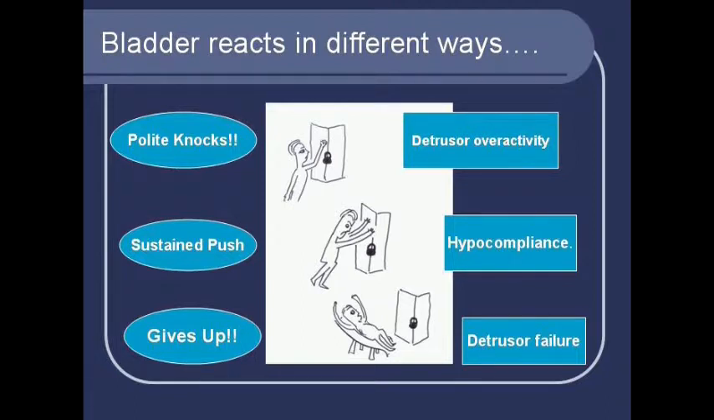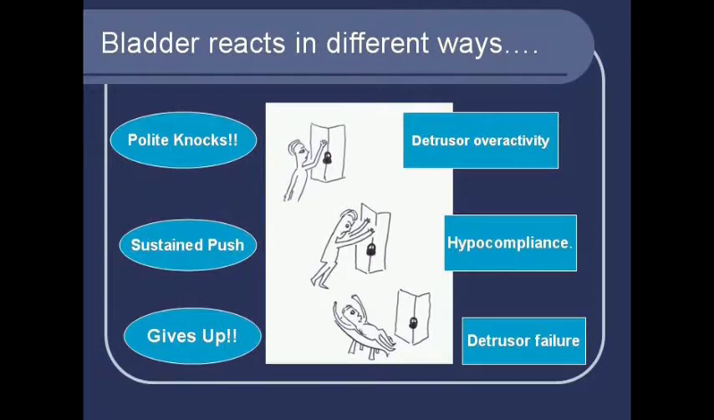On the other hand, if that doesn't work, you start pushing the door, a very hard and sustained push, and that leads to a very stiff bladder, which is always in a contracted state, and we call it hypocompliance, which may be due to the muscle in it, or in time the muscle gets replaced with collagenous tissue. Now if that doesn't work, we just give up. We just sit on the chair and wait for God to help us.